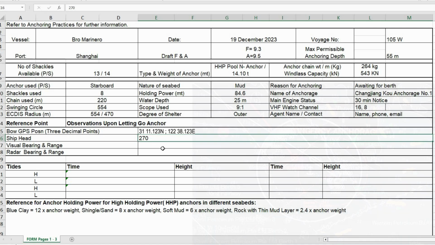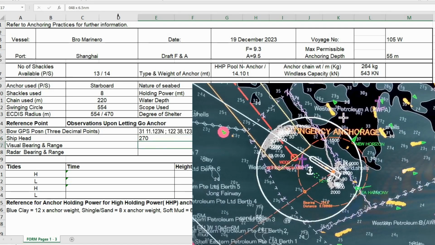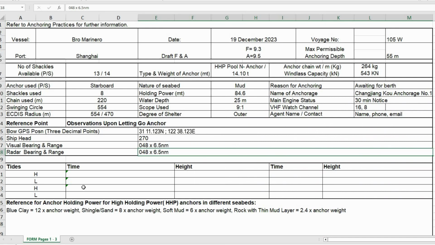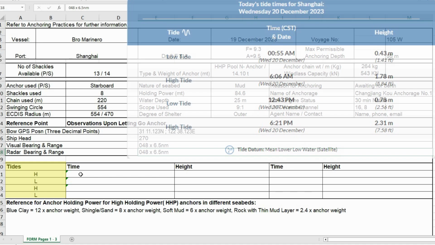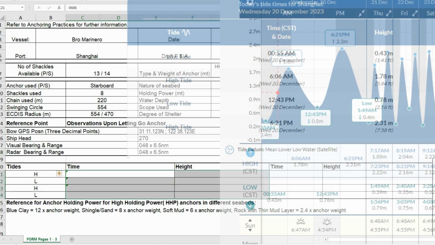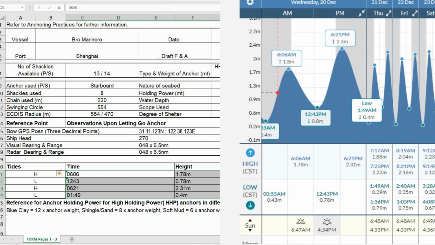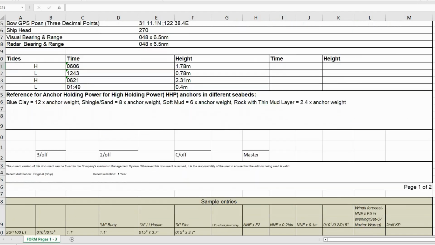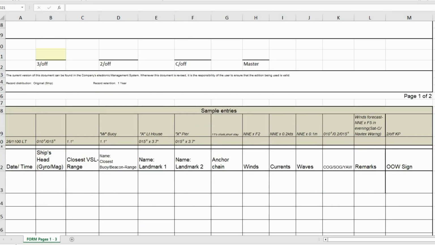Visual bearing and range to landmark. And radar bearing and range to some land object. Tides. Time and height of high and low water in the nearest period. And the officers' signatures.